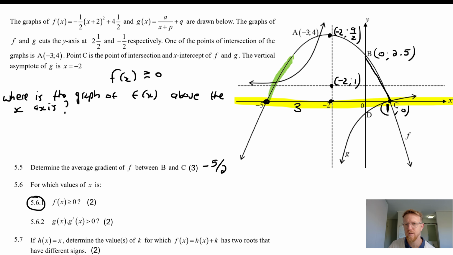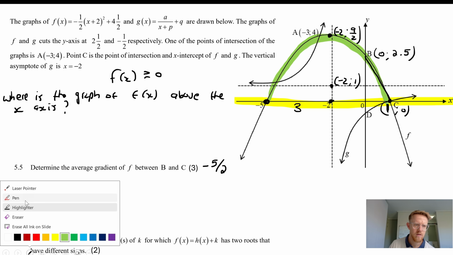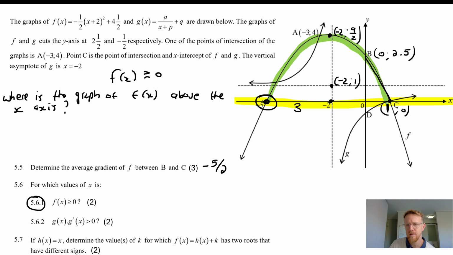Well, that would be all of this. Okay? And so that would be from here up to here. So from x is minus 5 all the way up to x is 1. So if you use interval notation, you could say x is an element going from minus 5 up to 1. I'm including because they are including.